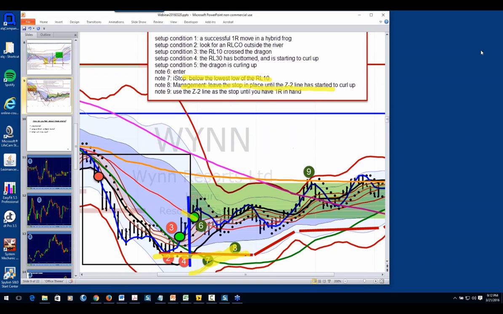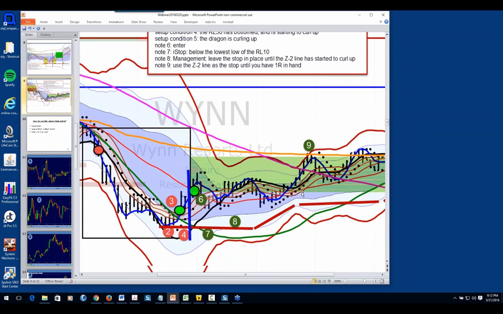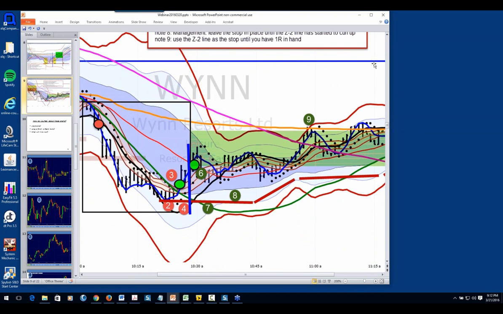So in this case, the Z2 line was pretty close to the Bollinger Band Z2. Let's take a look at that a little closer. All right, so if we look at this one, the initial stop line is here. So there's our 1R. That's the size of our box. Here's the Z2 line. Here's where it connects back to our stop. So let's just keep that stop in place.